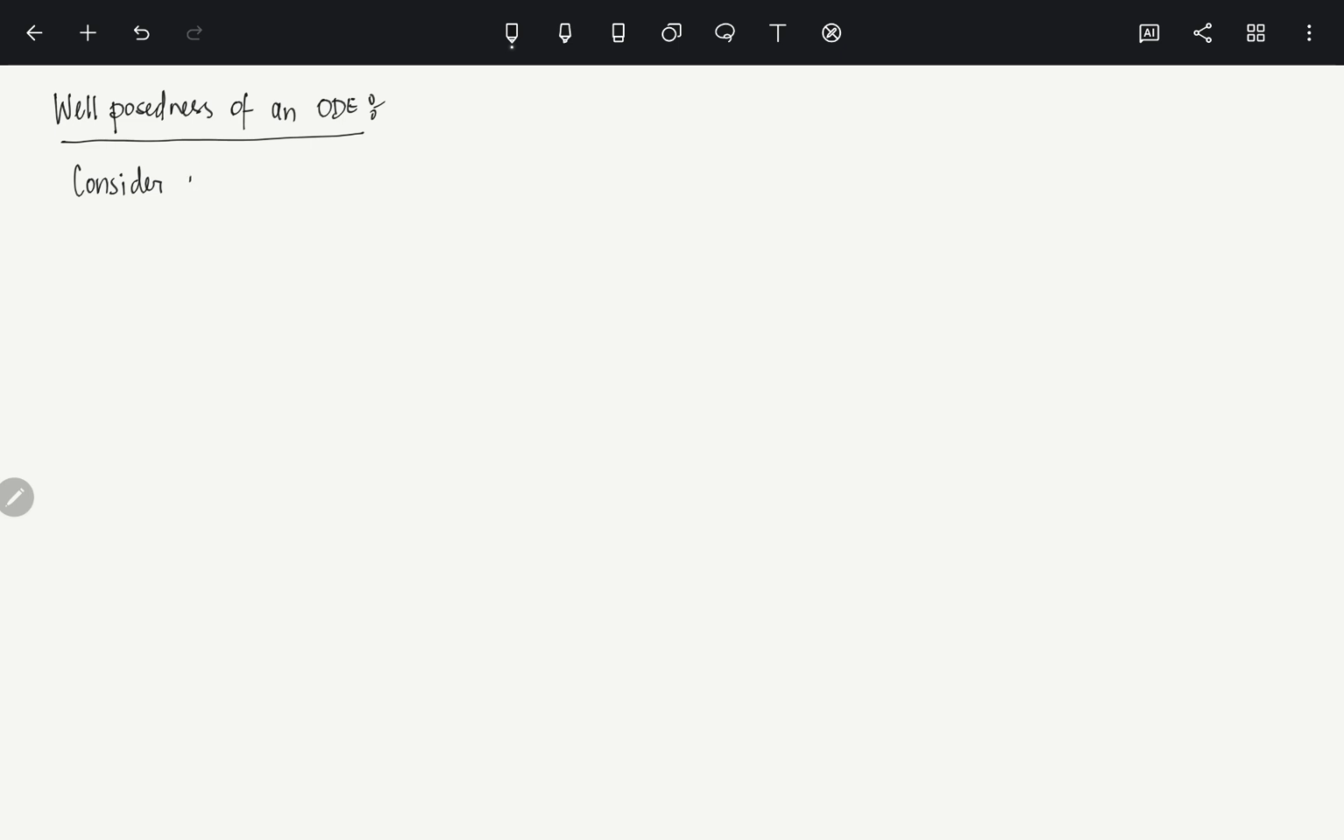So consider the initial value problem: x prime equals f of x, and x(0) equals x0. Clear? This is given to us, where x0 is in R^n. So essentially we are talking about an n cross n system. Now the point is this. Let's call this star.